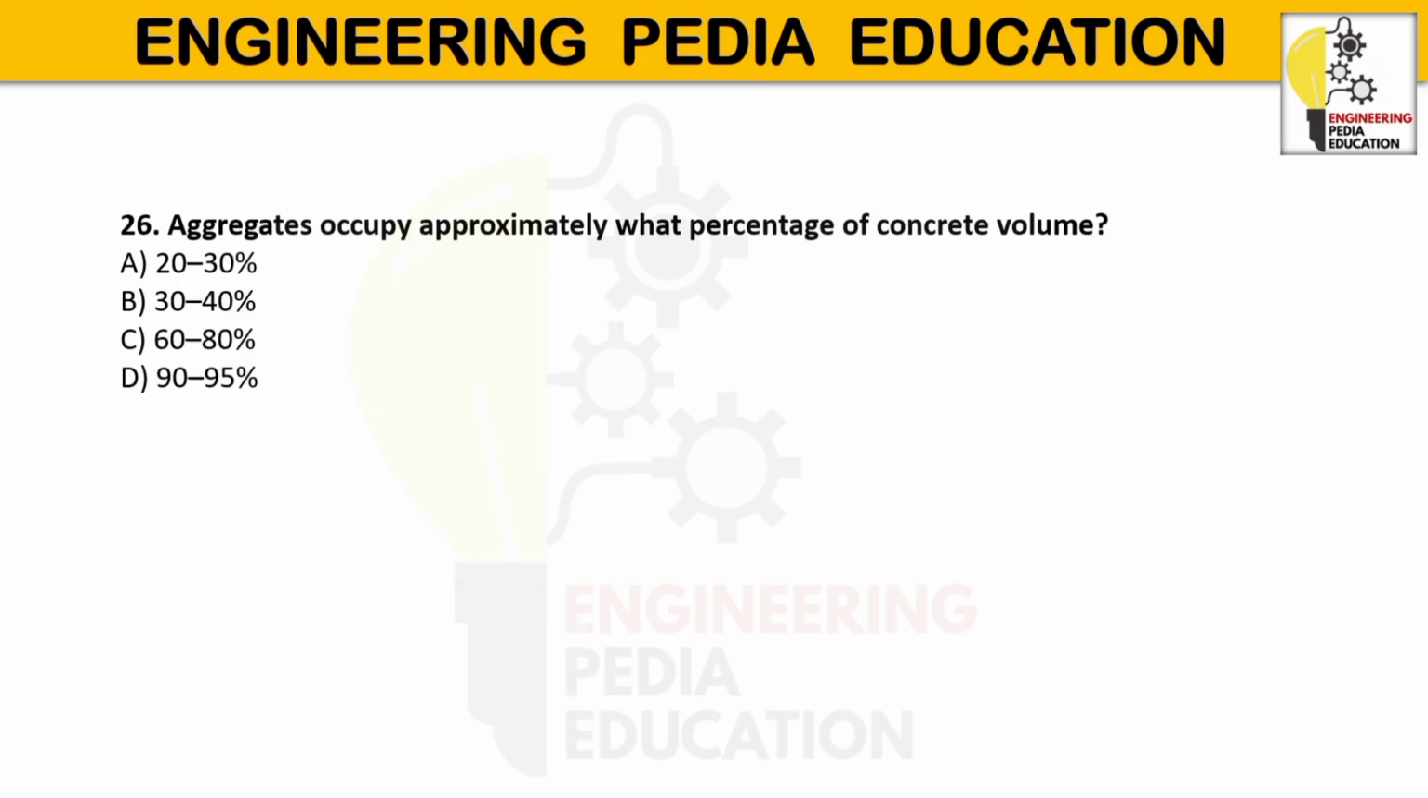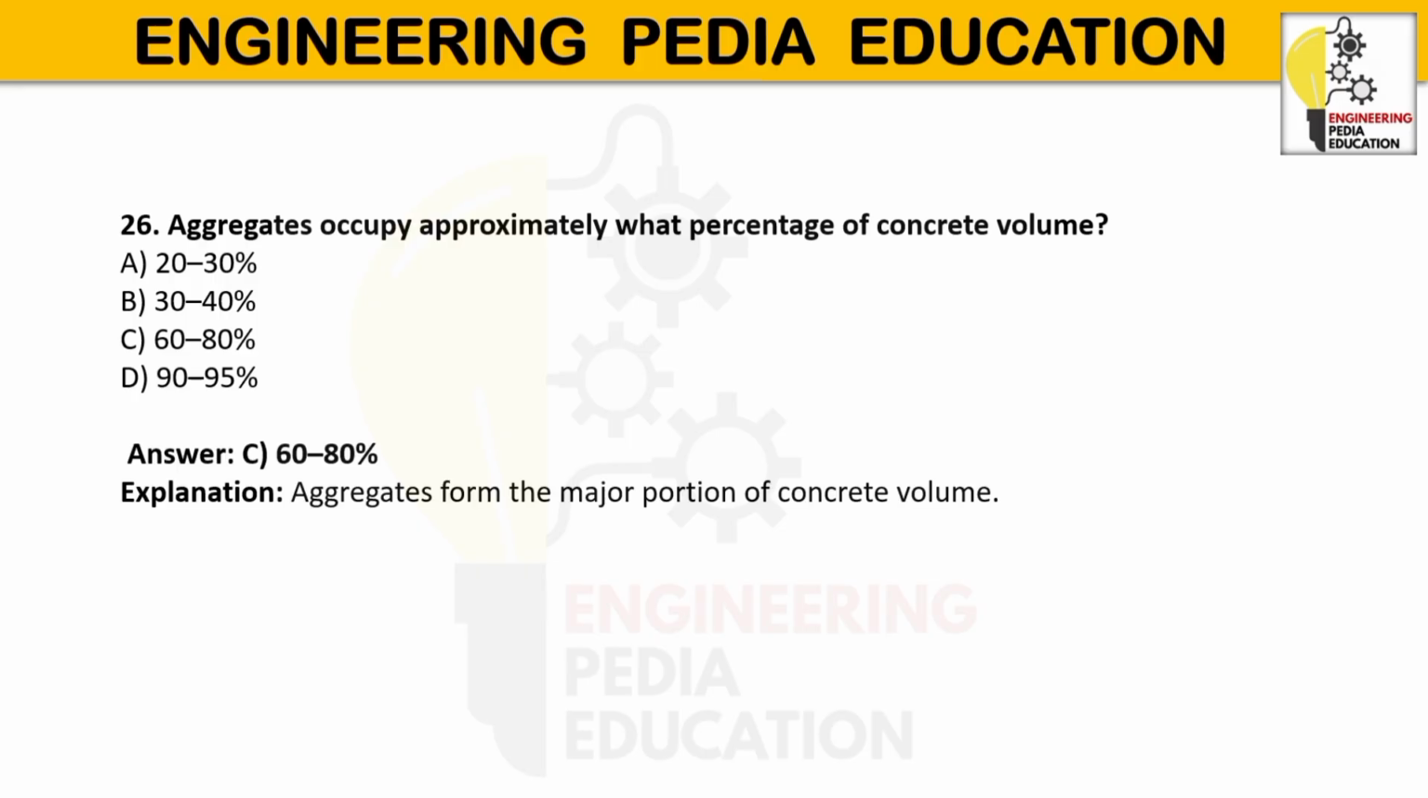Aggregate occupies approximately what percentage of concrete volume? The options given are 20 to 30%, 30 to 40%, 60 to 80%, and 90 to 95%. The correct option is 60 to 80%. Aggregate forms the major portion of concrete volume. Coarse and fine aggregate together take about 60 to 80% of the volume.